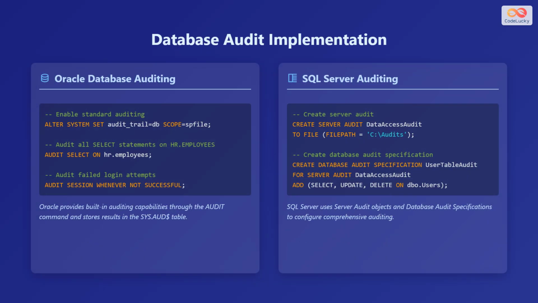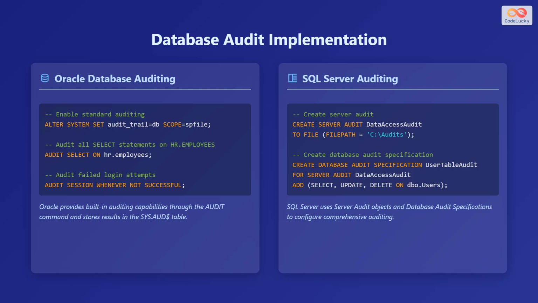Let's delve into how database auditing is implemented. We'll begin with Oracle Database. To enable standard auditing in Oracle, use the command alter system set audit_trail=db scope=spfile. This enables auditing at the database level and requires a database restart.